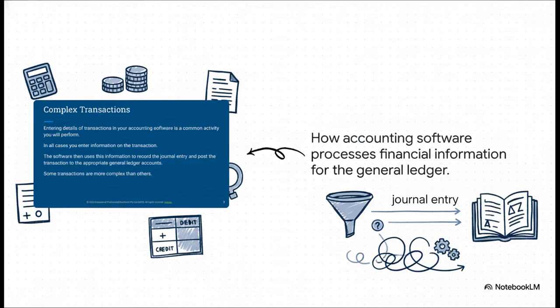According to the source material, all transactions entered into the software are processed into the general ledger. For each transaction, the system automatically creates a journal entry, which serves as the official record. While many of these entries are standard, certain transactions require a more complex procedure. It is these complex cases that are the focus of this briefing.